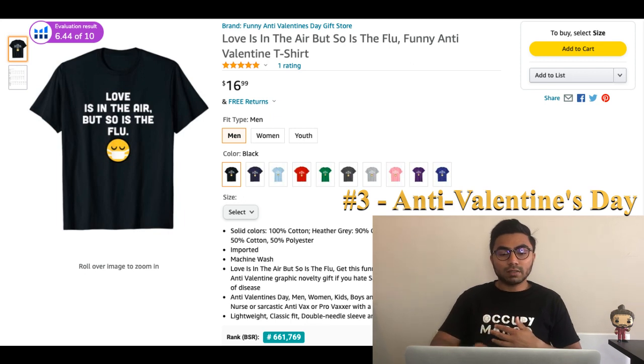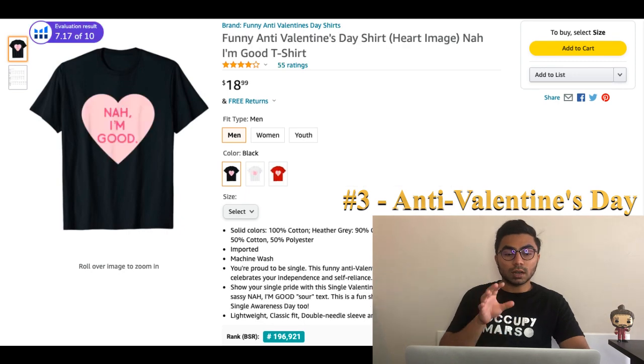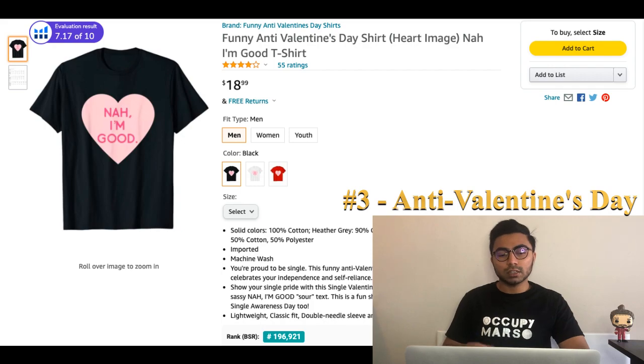This is a funny anti-Valentine's Day design. Another one that I showed you before was "Nah, I'm good." This is a funny one. It's really simple, but again, really low BSRs, good ratings, and definitely you can make your own variations of this design. Make sure to not copy designs because the person worked probably really hard to come up with the idea. So definitely a variation of this design is okay.